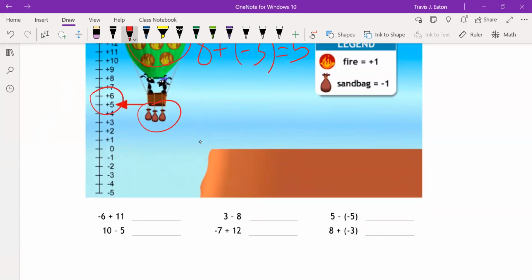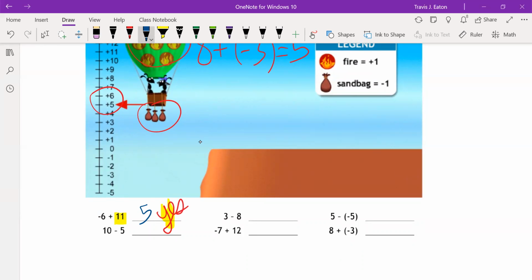Well, let's see. The first one says negative 6 plus 11. Well, I'm adding a negative and a positive. That means I'm going to be actually subtracting their absolute values. 11 minus 6 is 5. And I have more positives than I have negatives. So my answer is going to be positive. So that's a yes. Perfect. Okay.